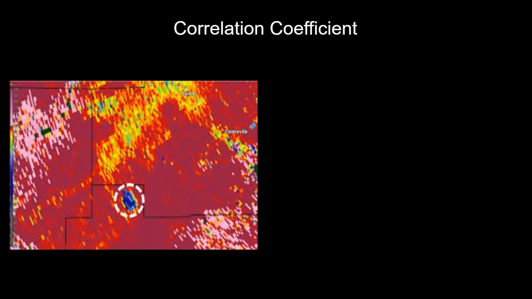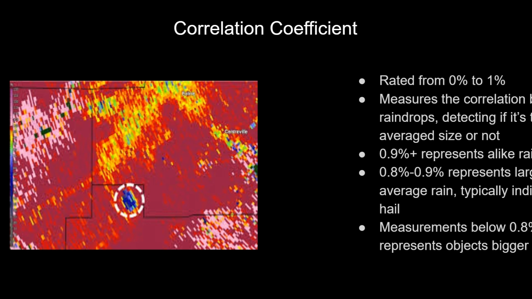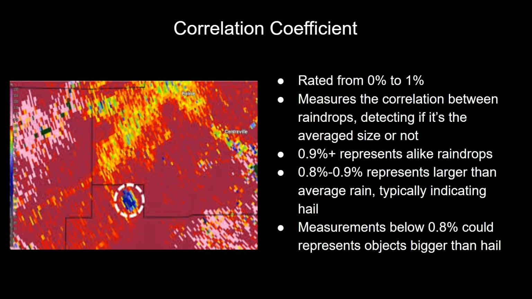Another radar product used to detect tornadoes is called correlation coefficient. The correlation coefficient radar is rated from a 0 to 1 scale, and it will measure whether the rain droplets in the storm are all the same size or bigger. Measurements above 0.9 will indicate the rain is alike to each other, and heavier when it dips into the lower 90s. Measurements in the 0.8 range will typically indicate very heavy rain or hail. Anything below 0.8 may indicate something bigger than hail.